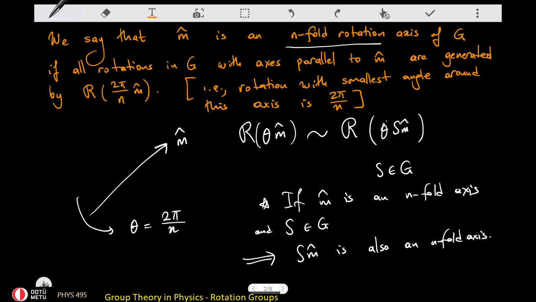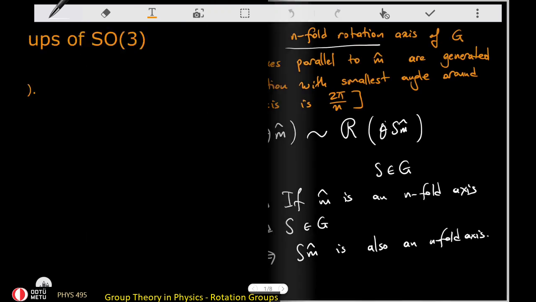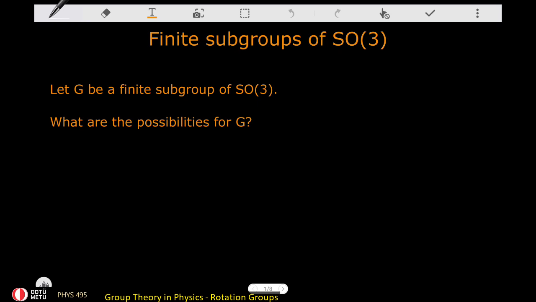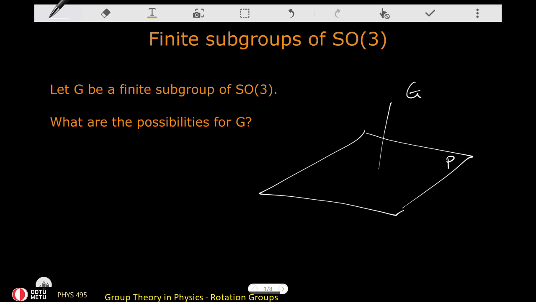So let's then come back to our original problem. G is a finite subgroup of SO3. What are the possibilities? One thing is this. Perhaps G is a rotation, but it's just a rotation in a subplane, a two-dimensional plane of this three-dimensional space. So in that respect, G might be considered as a rotation in two dimensions. Therefore, it can be considered as a subgroup of SO2, for example, which we have covered.